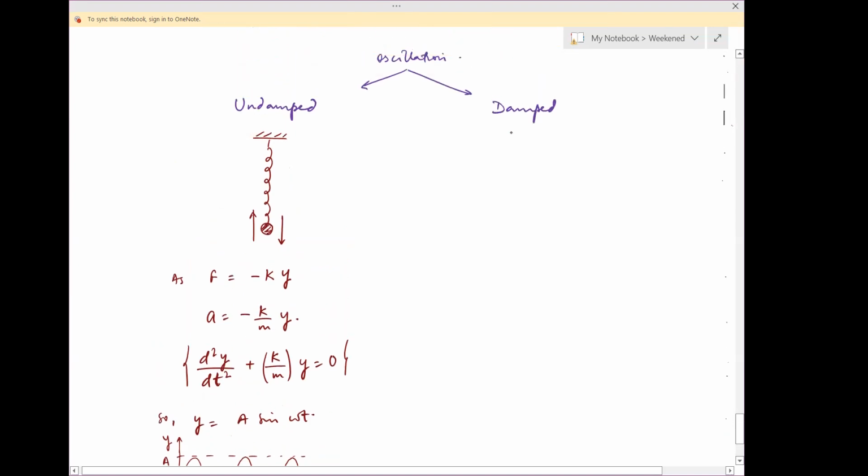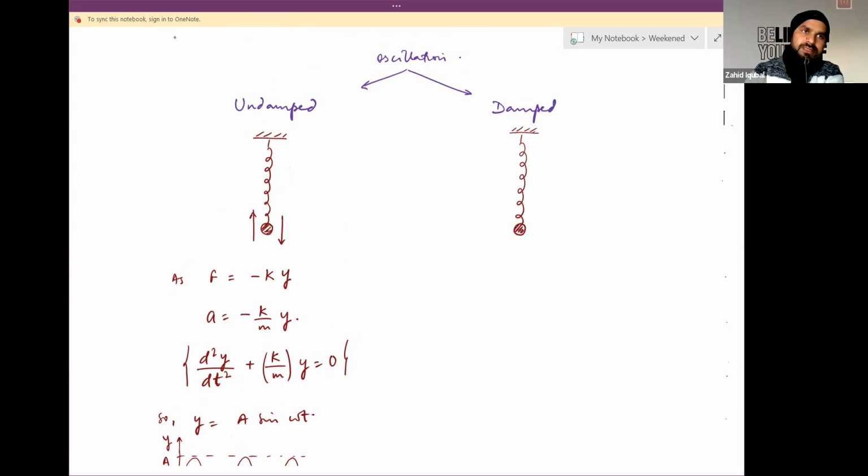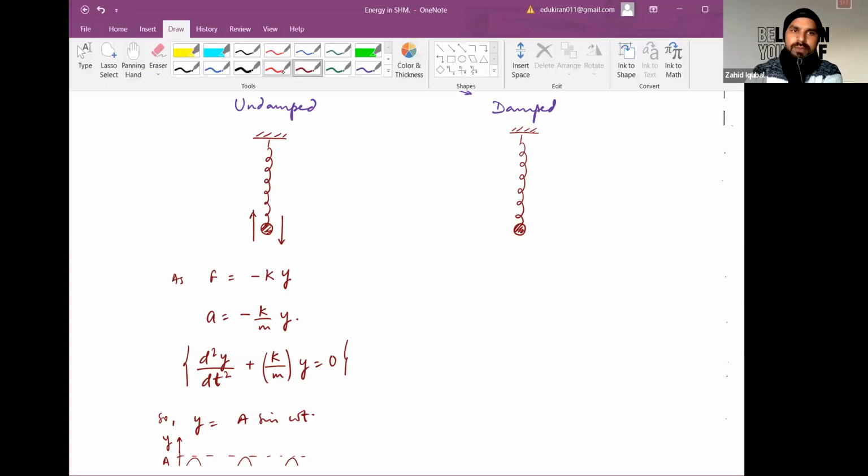Now suppose this system is placed in a viscous medium, a bob attached to this spring mass system is placed in a viscous medium.